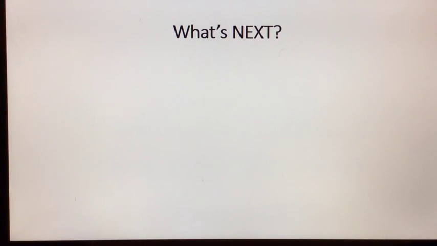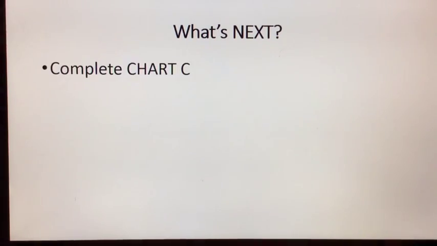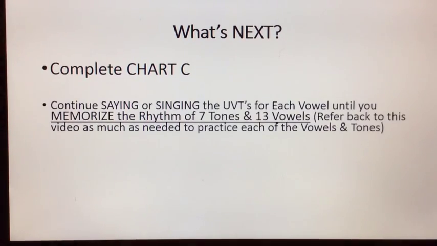Congratulations! You made it to the last 2 minutes of this video, and if you have been following along with me step by step, you have now learned how simple it is to start reading and writing in Hmong. So what's next? Just like with anything, it takes practice to become proficient. So complete chart C. Continue saying or singing the UVTs for each vowel until you memorize the rhythm of the 7 tones and 13 vowels. Refer back to this video as much as needed to practice each of the vowels and tones.